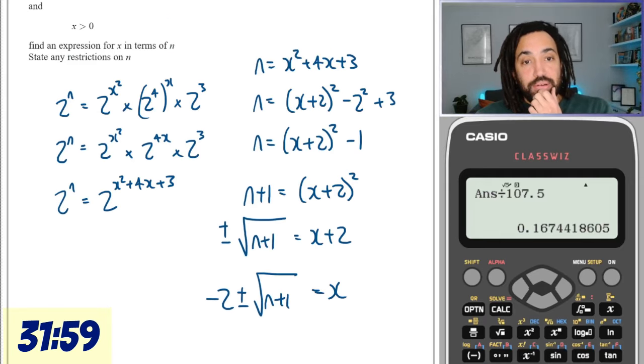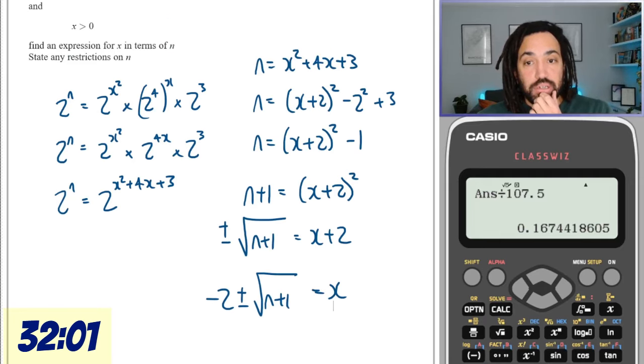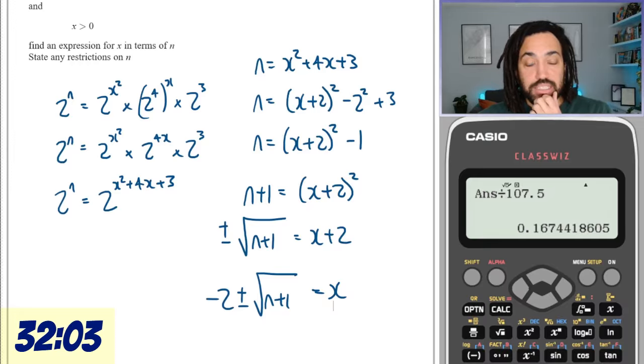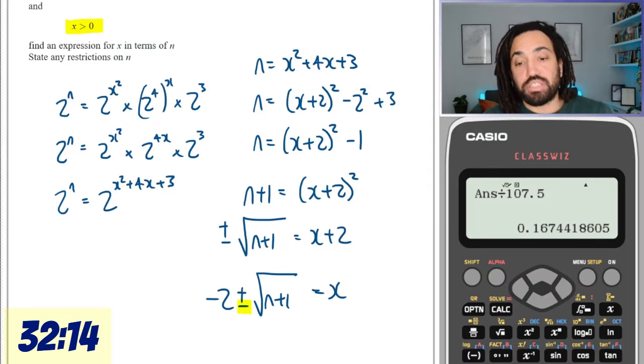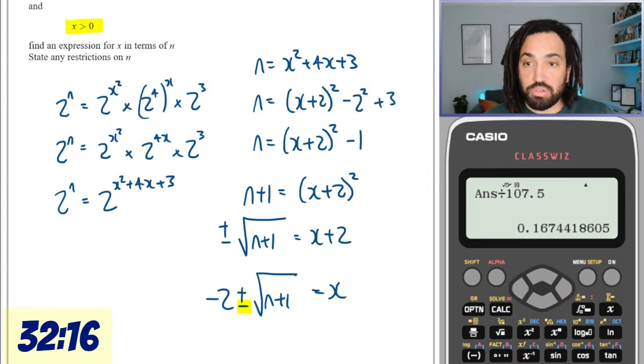Now, x needs to be greater than 0. Fine, look, here we go. Yeah, x needs to be greater than 0. So this can't be a minus, because otherwise it'll be minus 2 minus the square root, which is always negative. So it can't be a minus.